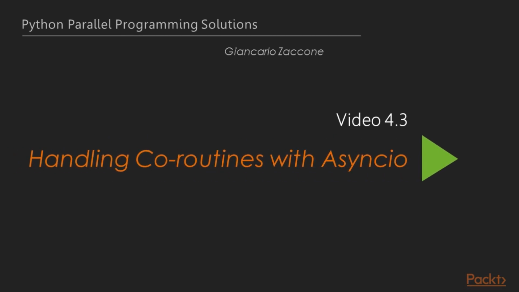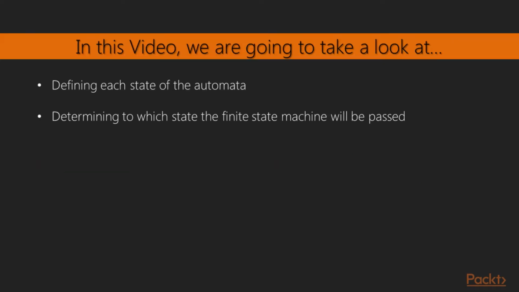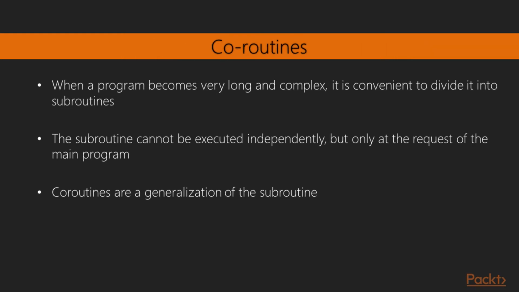In the previous video, we saw event loop management with Asyncio. Here we are at the third video of this section, handling coroutines with Asyncio. In this video, we'll define each state of the automata and determine to which state the finite state machine will be passed. We saw in the course of the various examples that when a program becomes very long and complex, it's convenient to divide it into subroutines, each of which realizes a specific task for which it implements a suitable algorithm. The subroutine cannot be executed independently, but only at the request of the main program, which is then responsible for coordinating the use of subroutines.